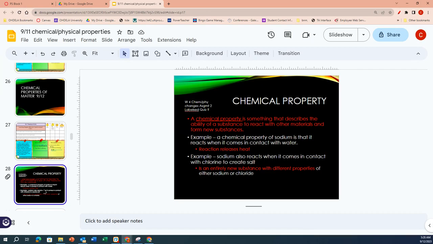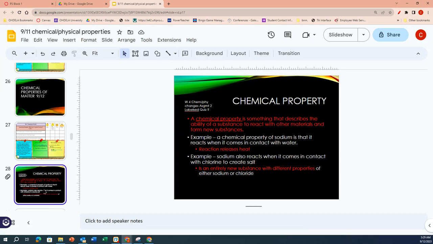So a chemical property is something that describes the ability of a substance to react with other materials and form new substances. An example chemical property of sodium is that it reacts when it comes in contact with water. The reaction releases heat. So that's one indicator. Releasing heat, releasing gas, these are all examples of a chemical property. It doesn't involve appearance or a change in its shape. It actually forms a new material, a new substance.